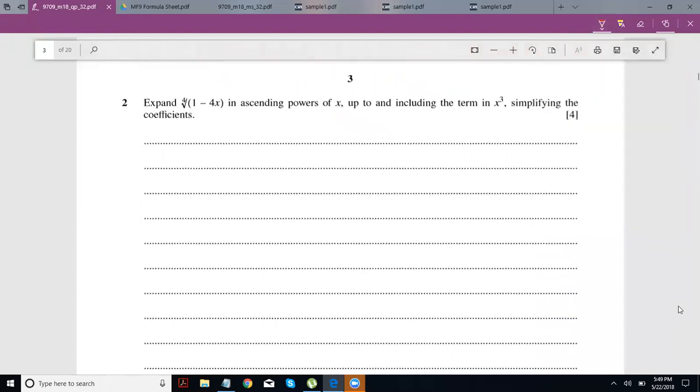We have to expand this in ascending powers of x, so up from x power 0 to x power 3, simplifying the coefficients. Okay, so now, if you can just rewrite this, in fact, just to make life easier, this is power 1 upon 4. So if it's root, it's 1 upon 2. If it's cube root, it's 1 upon 3. If it has the 4, then it's 1 upon 4, the power.